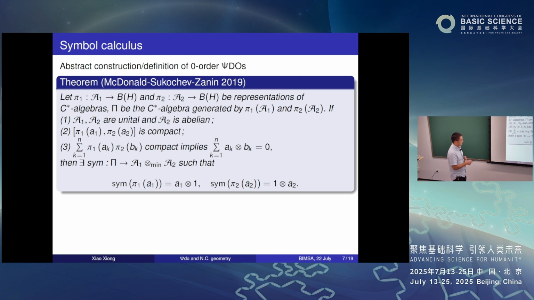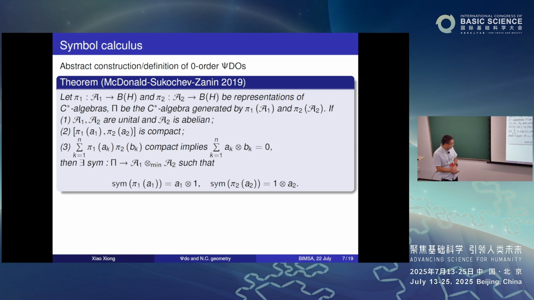And also the third assumption is to assume that inside this construction we have to use the quotient map from B or H to the quotient space of B or H quotient the compact operators. So in this setting, we can at least link this theorem to the theorem of symbol calculus and pseudo differential operators.